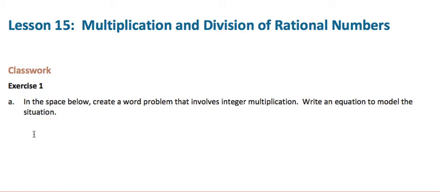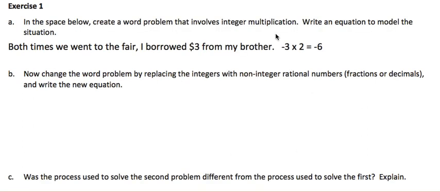I'll suggest an example. Both times we went to the fair, I borrowed $3 from my older brother. And so in that situation, borrowing $3 is a negative. Negative 3 times 2, both times, equals negative 6. There's my equation.